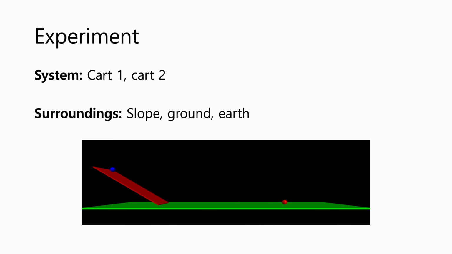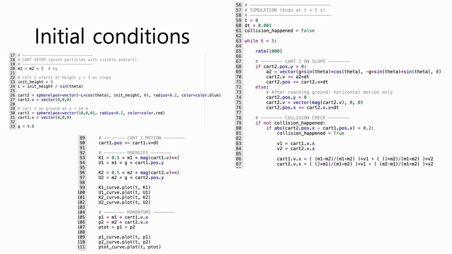The experiment consists of these components. The system is cart 1 and cart 2, displayed as the red sphere, cart 1, and the blue sphere, cart 2, which is sliding down a slope. The surroundings are the slope, as you can see, the red box, the red plate exactly, and the ground, which is green, and the earth, which is exerting gravity on all the objects.